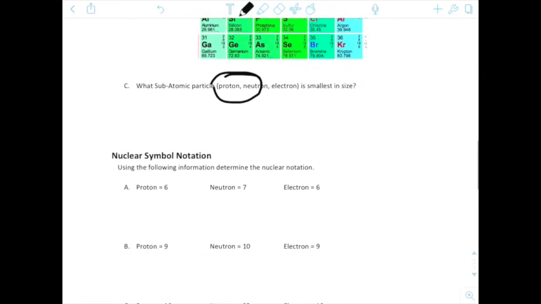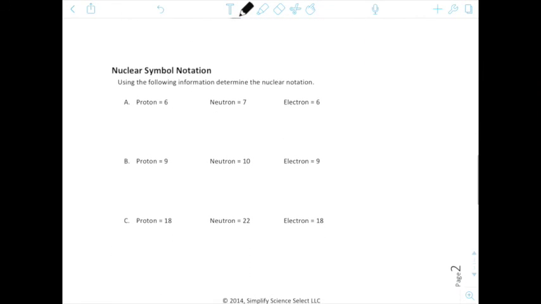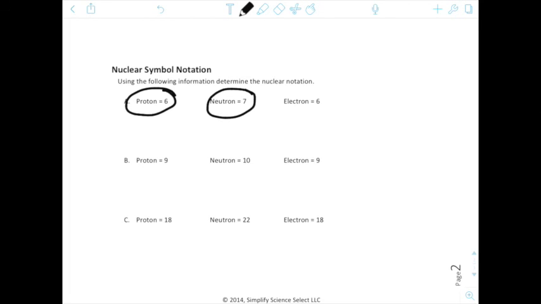So, moving on into nuclear symbol notation. Nuclear symbol notation is just a way for us to basically express how many protons, neutrons, and electrons there are just by a simple notation. And so when we look at this, here we have 6 protons, we have 7 neutrons. So we add those together to get the mass number. So 6 plus 7 is 13.